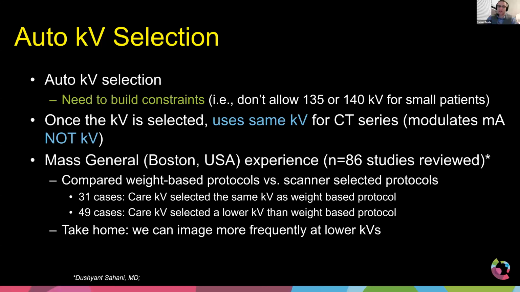So the take-home message was, in general, we could probably image more often at a lower kV without any change to our image quality. Well, actually, it'd be an improvement of our image quality, but it wouldn't be a negative. We can go lower without having any issue. So if you use auto kV, that would help you get there.